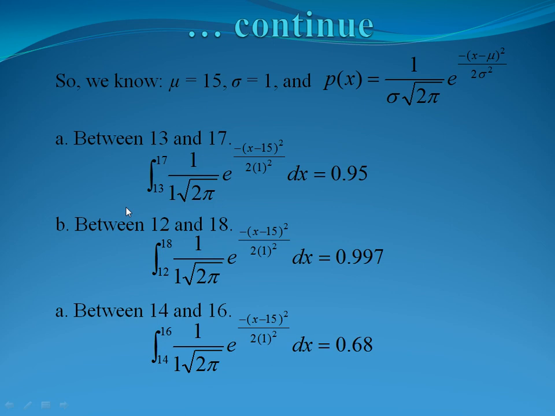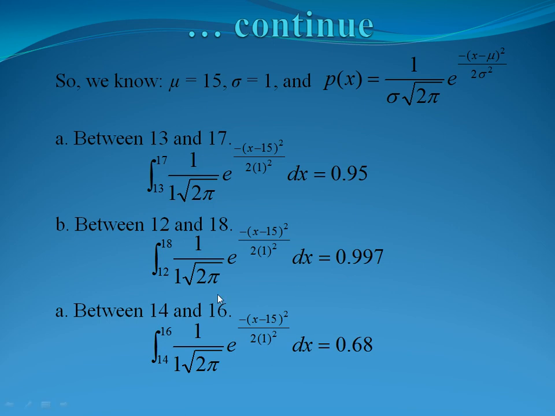Now, part B, we want to know between 12 and 18 inches. If 13 to 17 is 95%, and we've expanded our interval here, 12 to 18, it's a bigger interval, we expect that's going to be a higher percentage because now we've included more numbers. So here, we integrate from 12 to 18. Again, sigma is 1, so we plug that in everywhere we see the sigma. Mu is 15, that goes in up here. Very carefully, we plug this into our calculator, and we get 0.997. So 99.7% of the time, there's between 12 and 18 inches of snow.